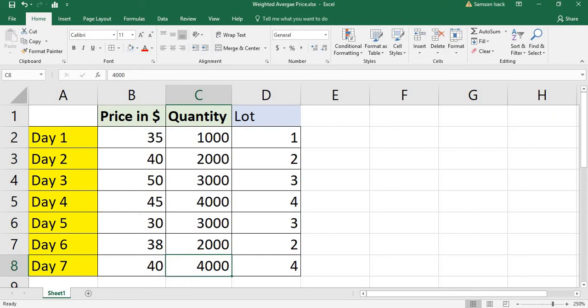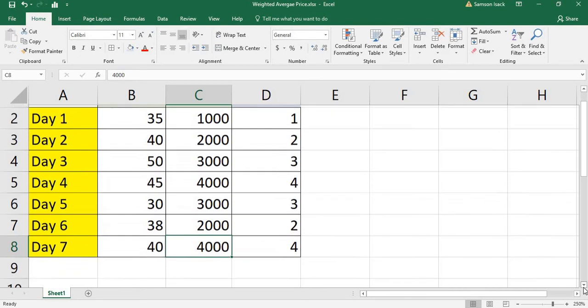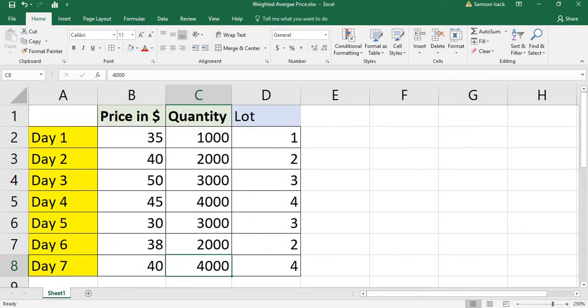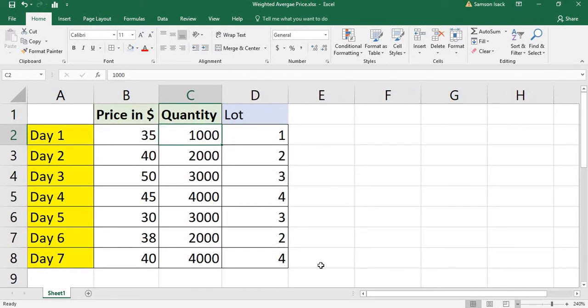Now I am going to calculate the average price of the quantity. If it were a straightforward sum, we could simply find the average of the price divided by quantity. But in this case the price changes each day and the quantity also changes. So we are going to apply the weighted average method to find the weighted average price of a quantity.